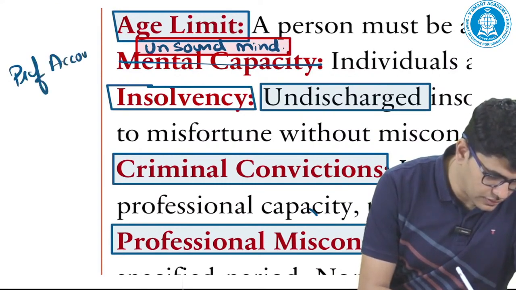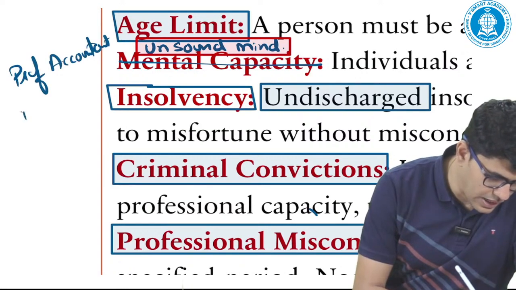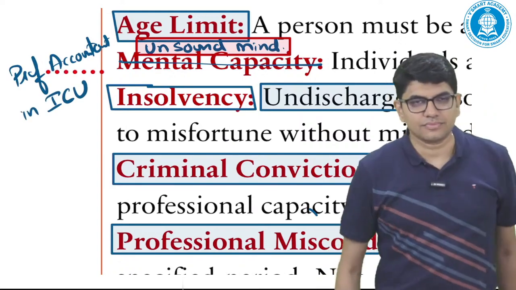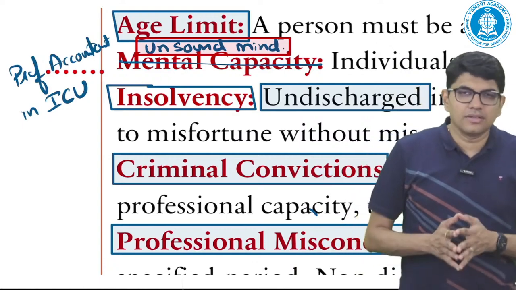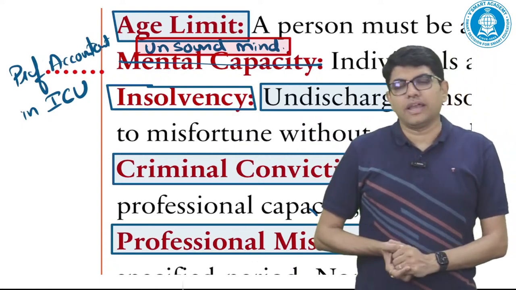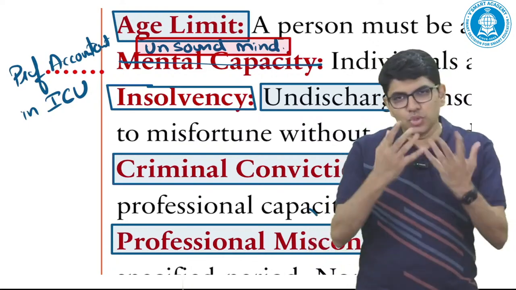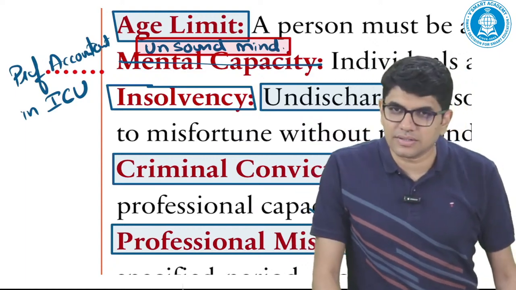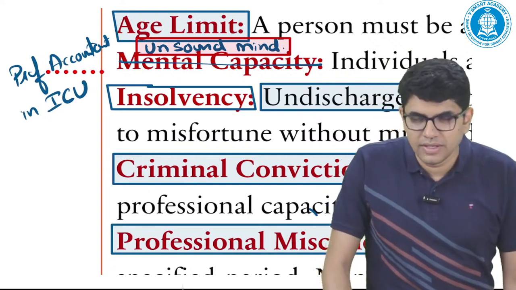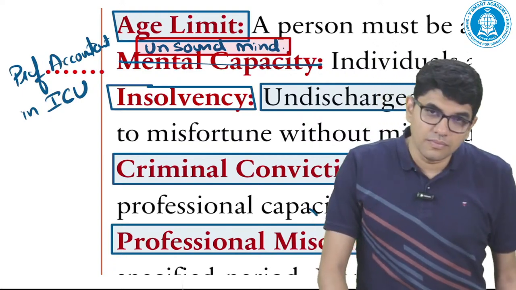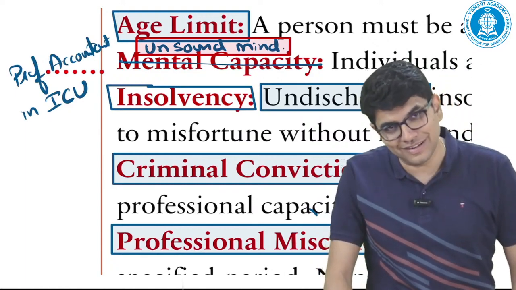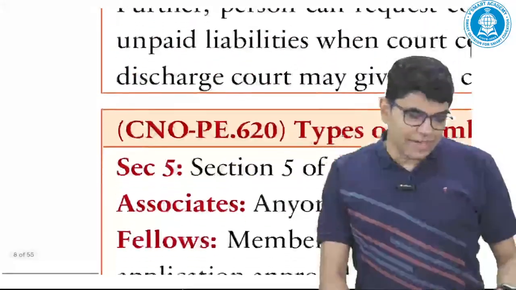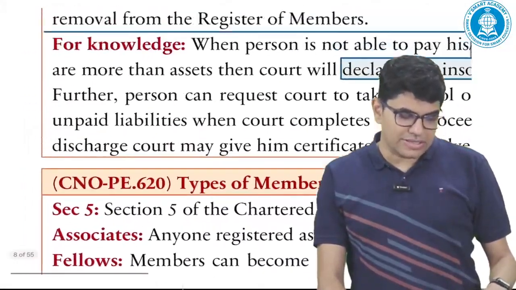Professional accountant in ICU. Professional accountant in ICU. Okay. P stands for professional misconduct. You have done something against the CA Act and you are punished with removal of membership. You are disqualified. A for age: you are not 21 years of age, disqualified. I for insolvent, disqualified. C for criminal conviction, disqualified. U for unsound mind, disqualified. So if a professional accountant is in ICU, disqualified. Can you get your membership back? Of course, we'll study about that.